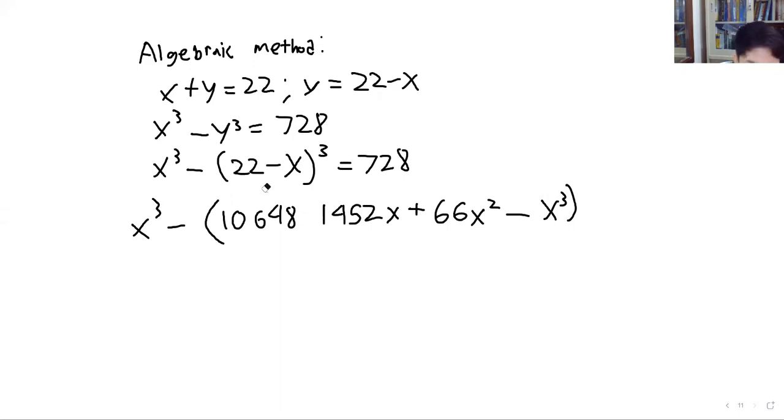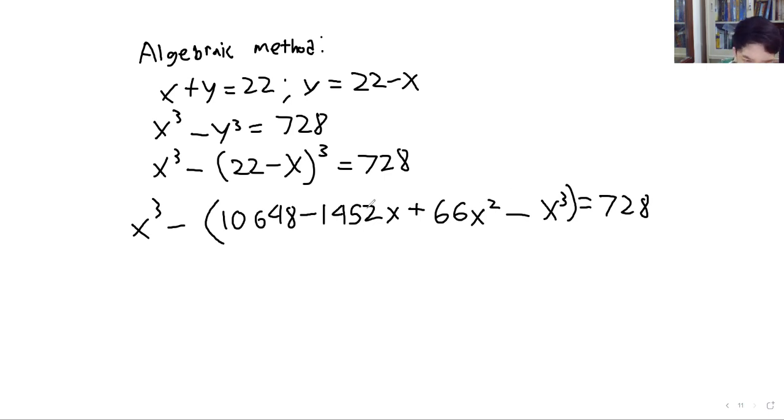So this is actually a minus sign. Sorry, it's actually a minus sign. Anyway, this all equals 728. So we must combine these like terms, first x cubed, and then eliminate these parentheses. That means we have to reverse all of the signs.